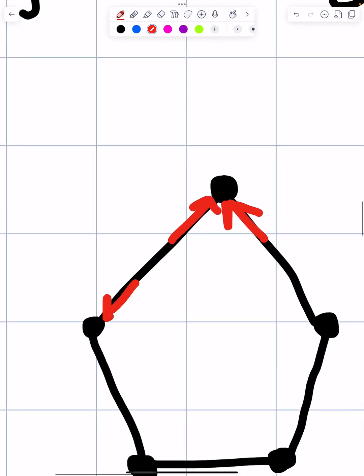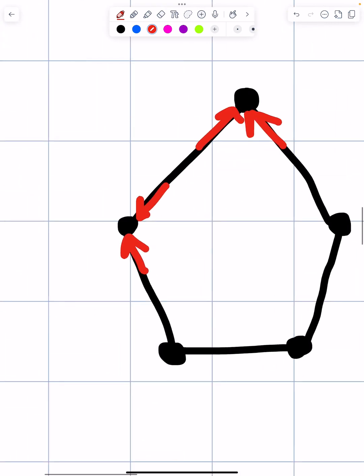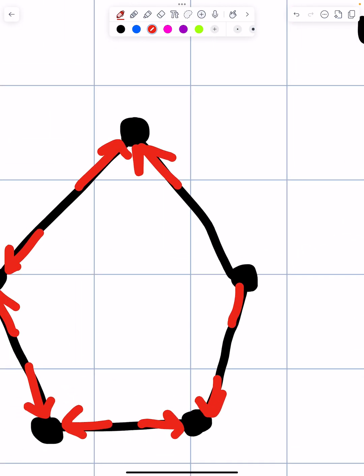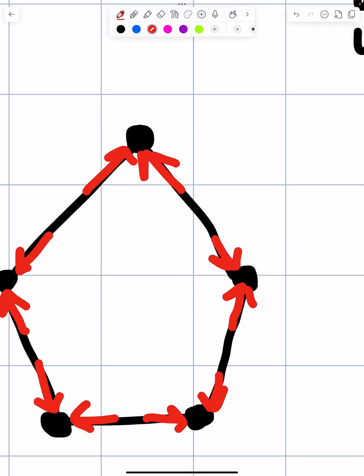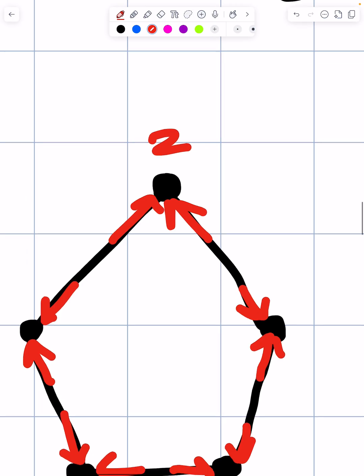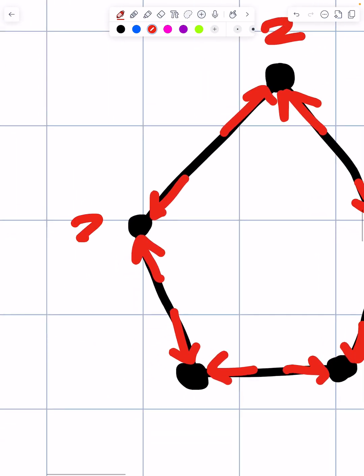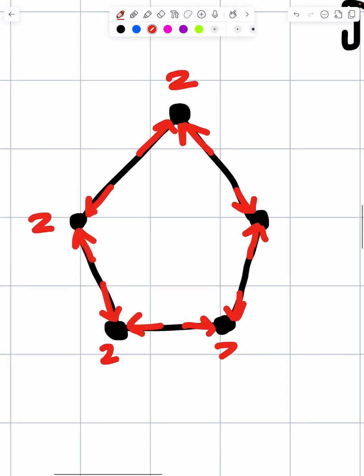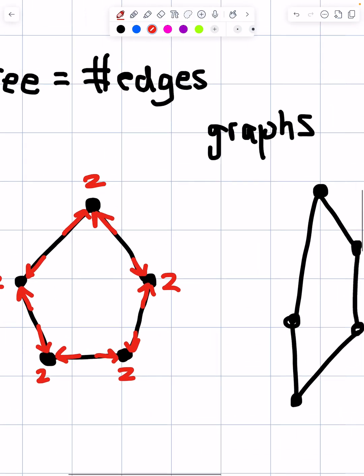This one has 2. And this one has 2. This one has 2. And that one has 2. What does this mean? So this, how many edges are connected to this vertex? 2. How many edges are connected to this vertex? 2. And they're all 2 because they all each have 2 edges connected to each vertex.